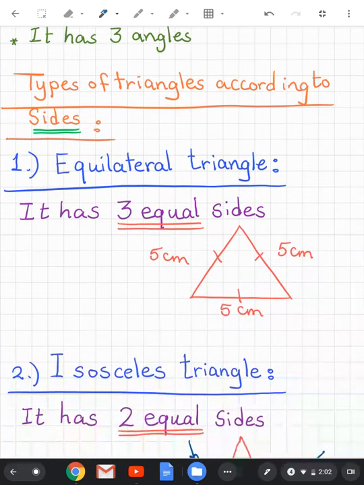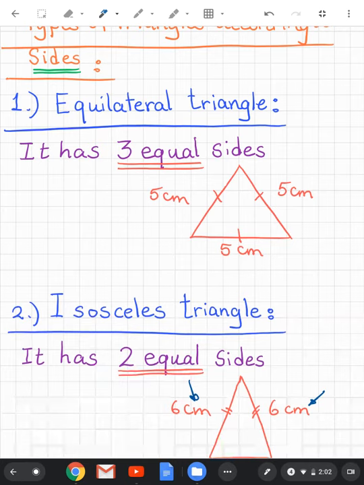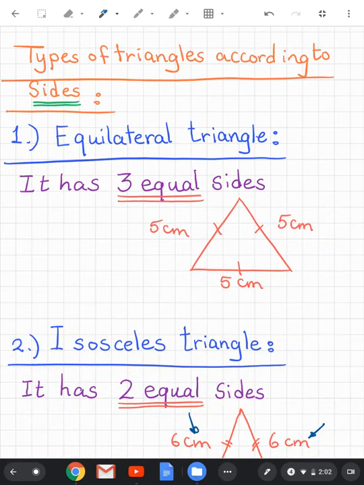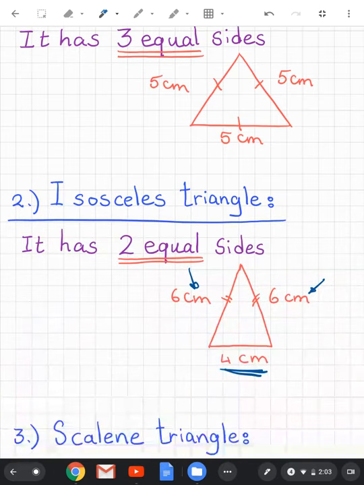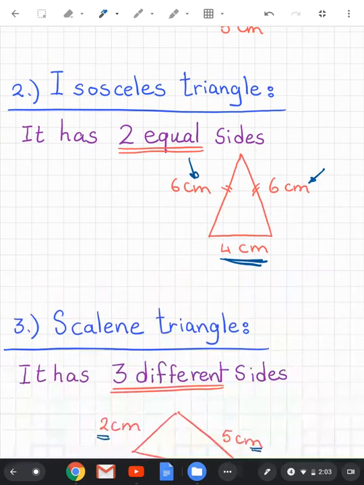Let's see them again. The first type of triangles according to sides is the equilateral triangle, which has 3 equal sides. Whatever the length of the sides, as long as they are equal in length, we call this triangle an equilateral triangle. Then the second type is the isosceles triangle. This triangle has 2 equal sides in length, while the third is different in length. This is the isosceles triangle.